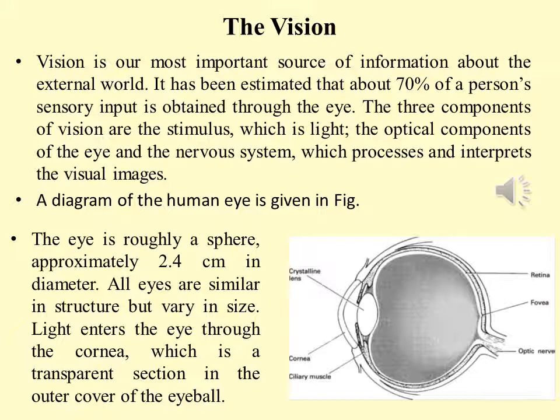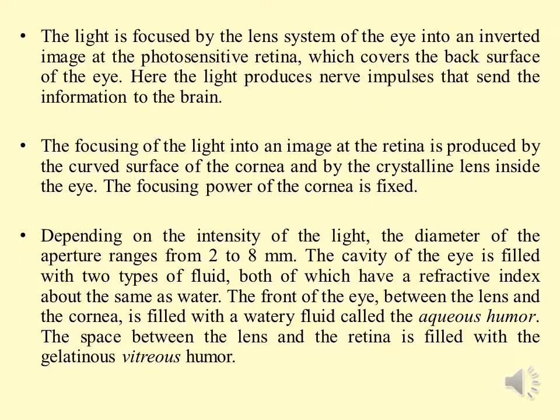A diagram of the human eye is given in the figure. The eye is roughly a sphere, approximately 2.4 centimeters in diameter. All eyes are similar in structure but vary in size. Light enters the eye through the cornea, which is a transparent section in the outer cover of the eyeball. The light is focused by the lens system of the eye into an inverted image at the photosensitive retina, which covers the back surface of the eye. Here the light produces nerve impulses that send the information to the brain.